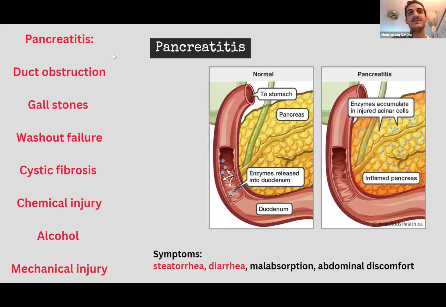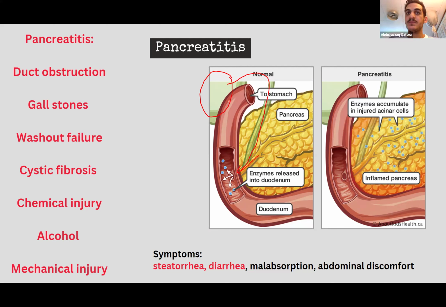Okay, the final slide of today. Pancreatitis. Do you guys remember when I said the gallbladder, which is here, shares the same opening with the pancreas? Do you remember this, guys? I hope you remember this. It was at the beginning of the lecture.